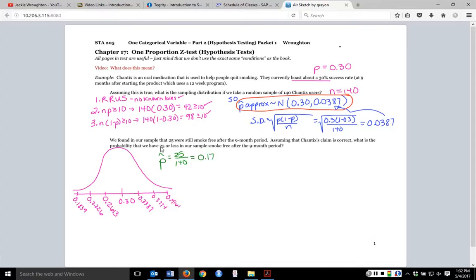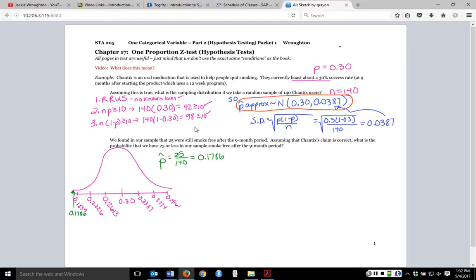So that gives us 0.1786. Right, on my picture, that's way over here. And then we went that or less. So we would shade to the left here of our little picture. So that's our goal, what we're trying to find here.